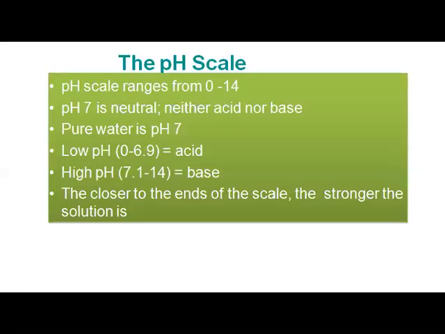The pH scale ranges from 0 to 14. The pH 7 is neutral, where pure water has pH 7. Low pH value, that is from 0 to 6.9, is for acidic substances. High pH value, that starts from 7.1 to 14, is for basic solutions. The closer to the ends of the scale, the stronger the solution is, either acidic if we move to the left side or basic if we move to the right side.